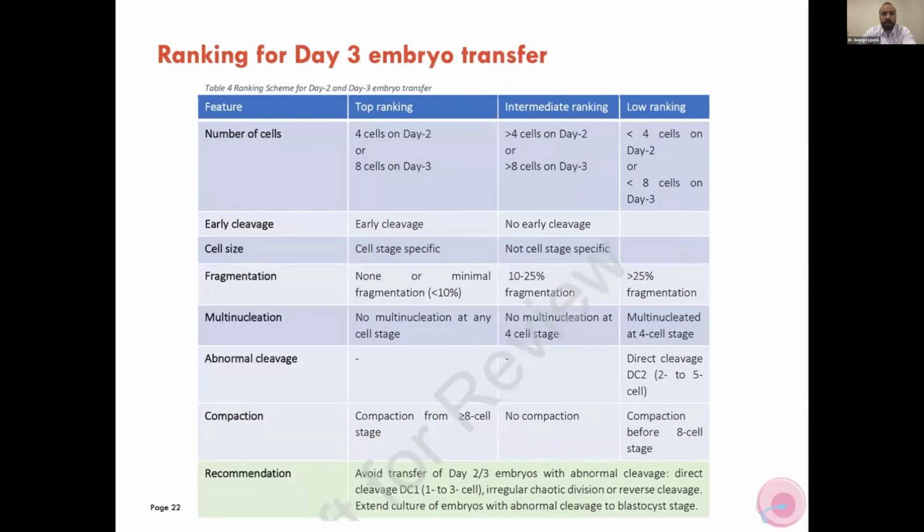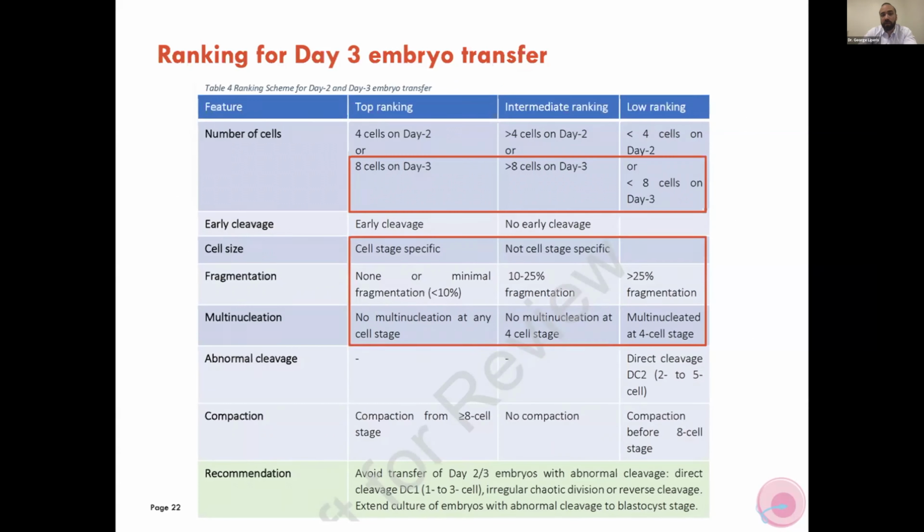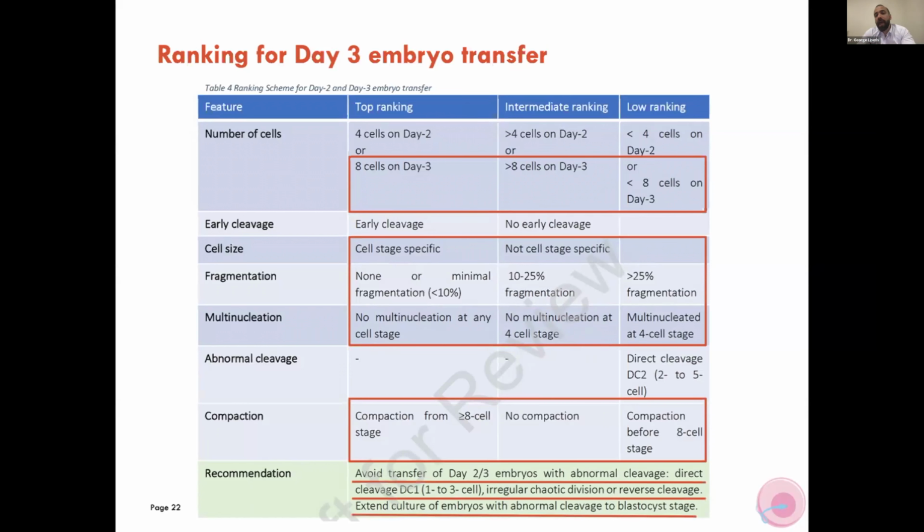And according to the consensus, the ranking of day 3 embryo transfer varies from top ranking to intermediate ranking and low ranking. When talking about day 3, the top ranking embryo should have 8 cells. If more, it is given an intermediate score. If less, it is given a low rank. The cell size, fragmentation, multinucleation, as we described before, remain important parameters, as well as compaction. Compaction should start above the 8-cell stage. And also, any embryos that have abnormal cleavages should be cultured to the blastocyst in order to evaluate their potential.